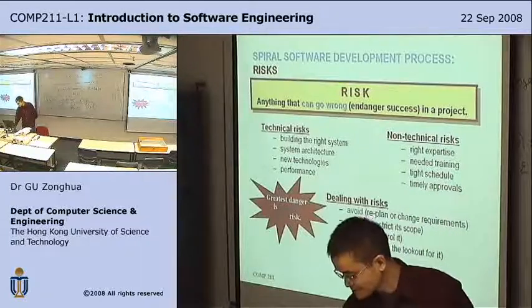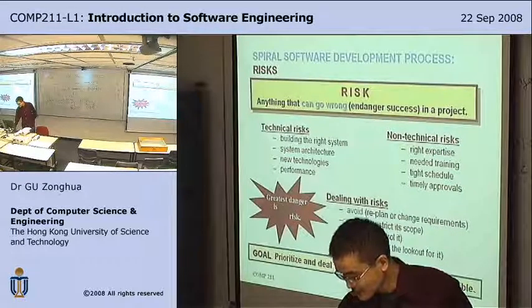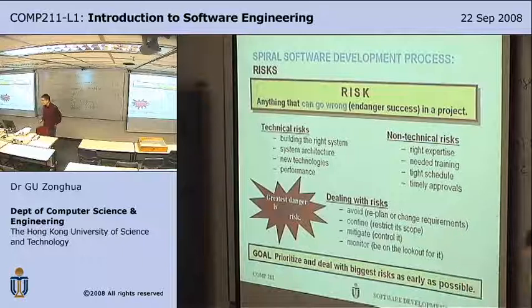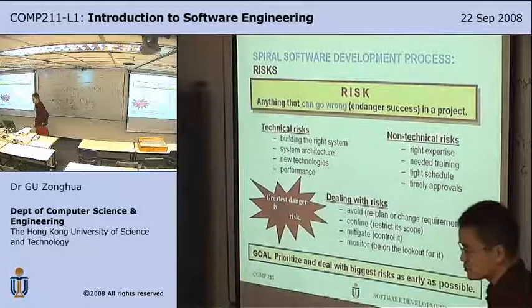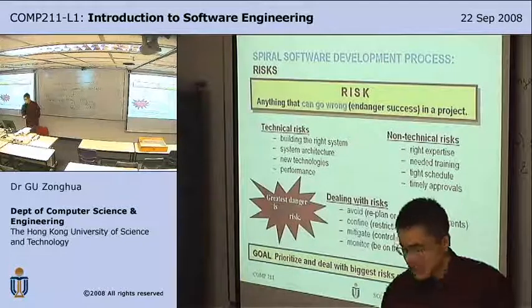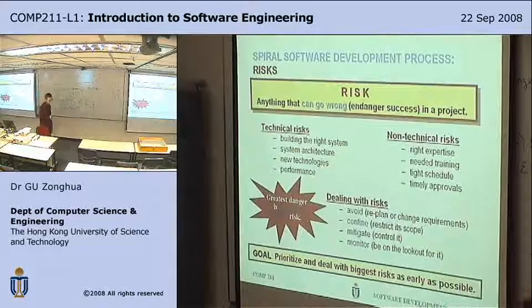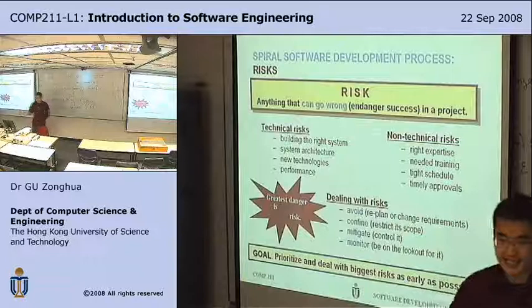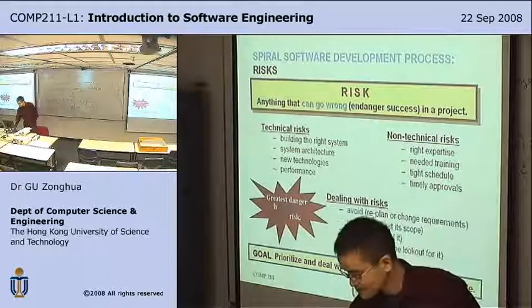So the goal is to prioritize and deal with the biggest risks as early as possible. That's why you need the spiral process, where you do a very early risk analysis in the process, and you continuously do risk analysis as you go around the spiral.